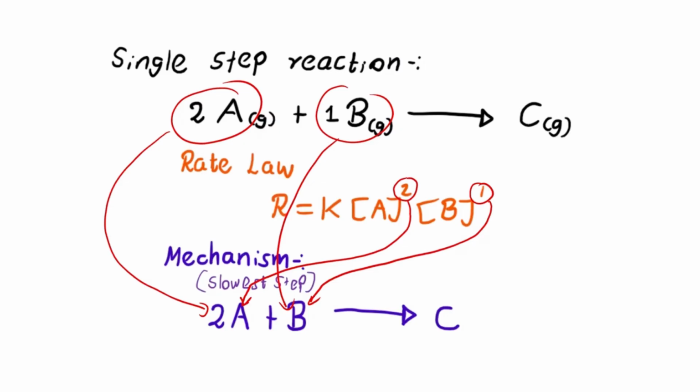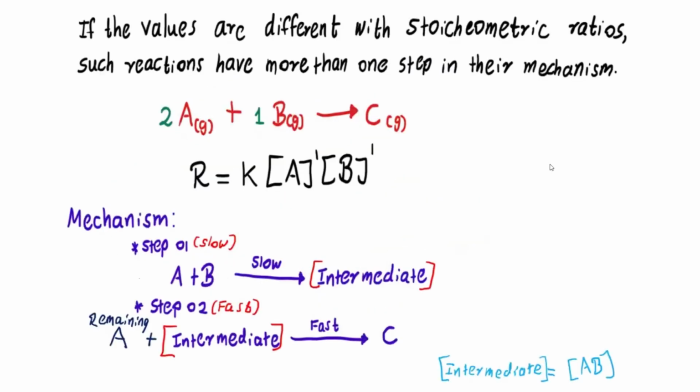Let's take a different scenario. What about if it's not like this? Again, I have a different mechanism. I have 2 A molecules, 1 B molecule. Now how much do you have in the reaction? 2 A particles and 1 B particle.